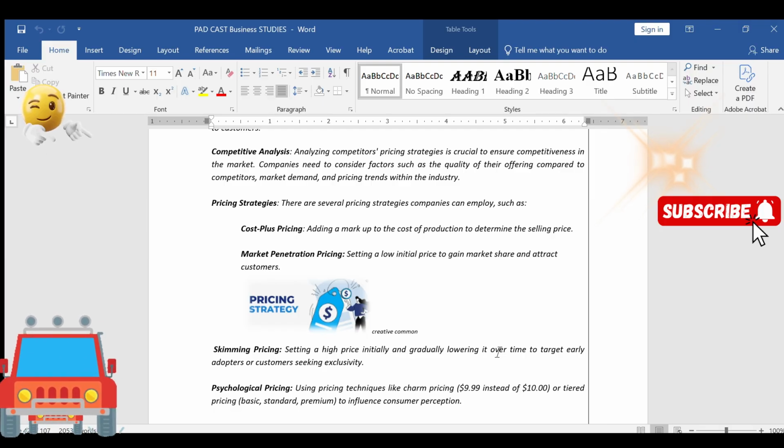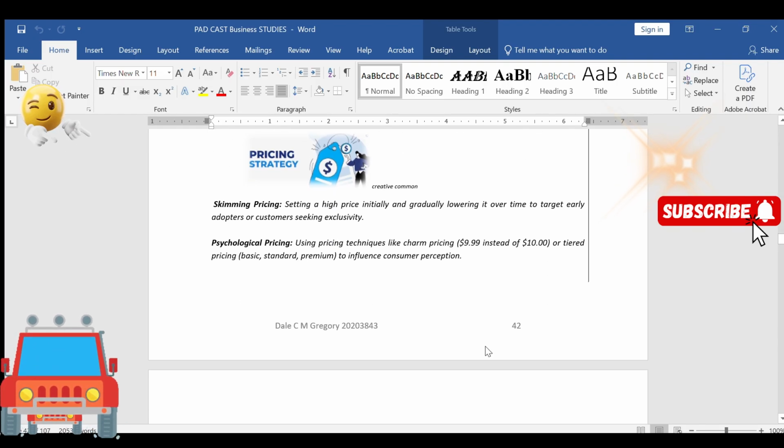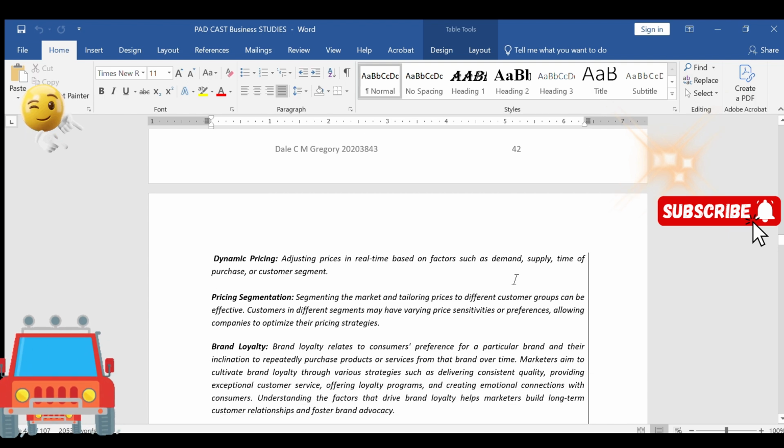Pricing strategies. There are several pricing strategies companies can employ, such as cost-plus pricing, adding a markup to the cost of production to determine the selling price; market penetration pricing, setting a low initial price to gain market share and attract customers; psychological pricing, using pricing techniques like charm pricing, $9.99 instead of $10, or pricing basic, standard, premium to influence consumer perception.